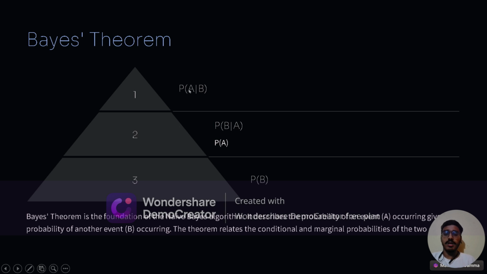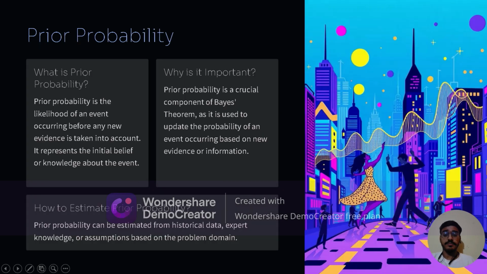Bayes' theorem: P(A|B), P(B|A), and P(B). Bayes' theorem is the foundation of the naive Bayes algorithm. It describes the probability of an event A occurring given that another event B has occurred. The theorem relates the conditional and marginal probabilities of the two events.